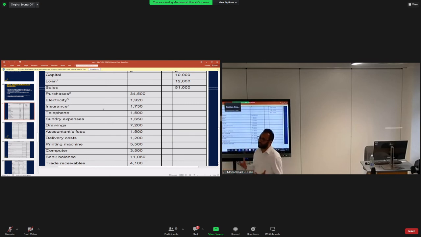So 2A is asking the difference between profit and cash. It's 20 marks, so it's around 600 words. Question B is asking the difference between given terminology, which we also covered. So it's again 20 marks.